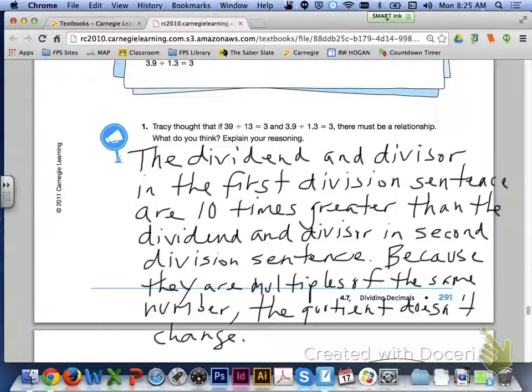If we look at Tracy's thinking, this is what you and your group members should have come up with. The dividend and divisor in the first division sentence are 10 times greater than the dividend and divisor in that second division sentence. Because both the dividend and divisor are multiples of the same number, the quotient is not going to change.